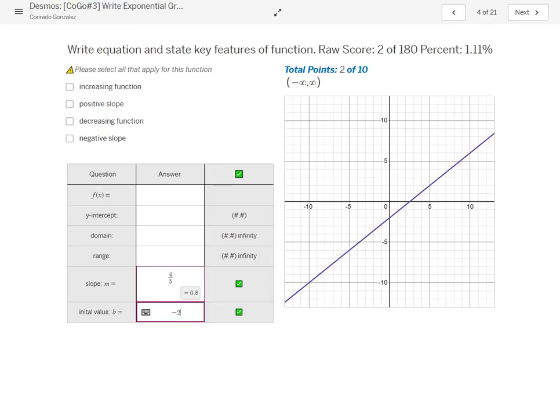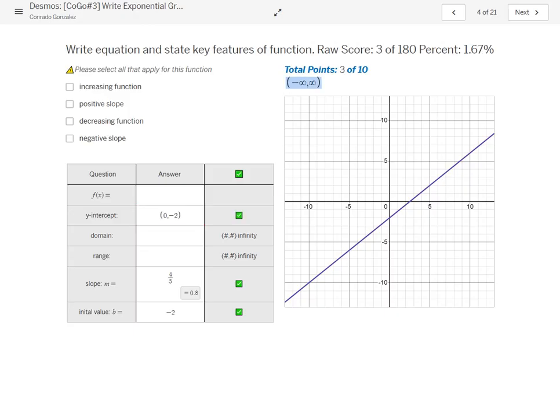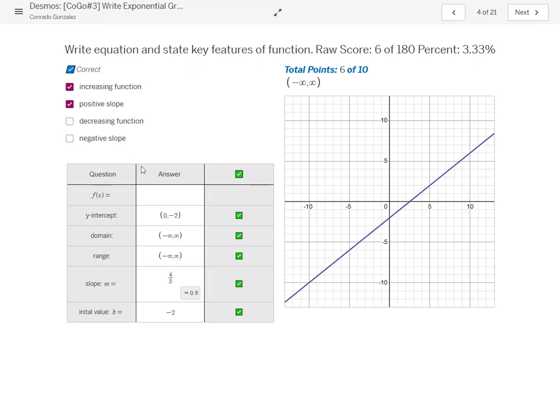And it starts at -2. That's the initial value. That means the y-intercept is (0, -2). And again, the domain is -infinity to positive infinity, and the range is -infinity to positive infinity. This is increasing. It's a positive slope.